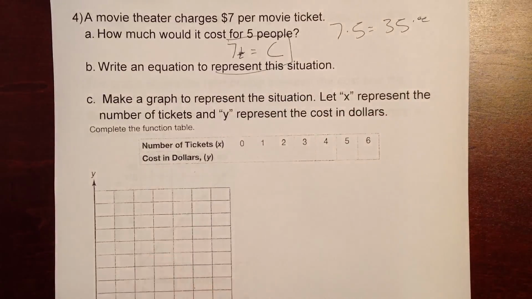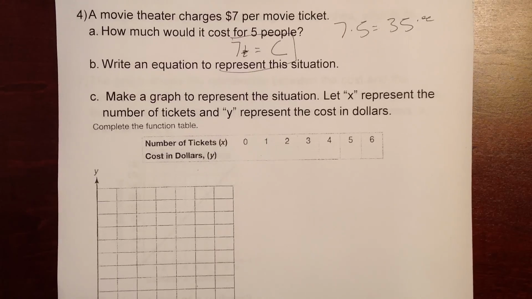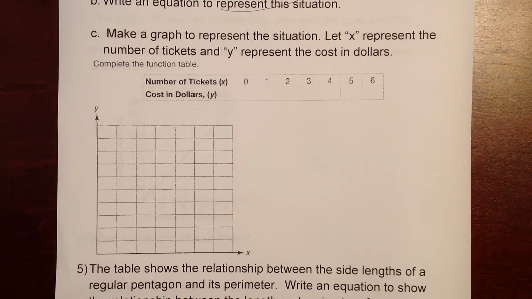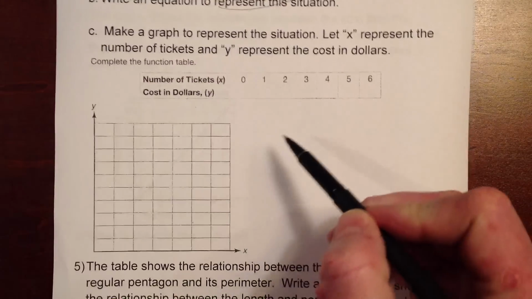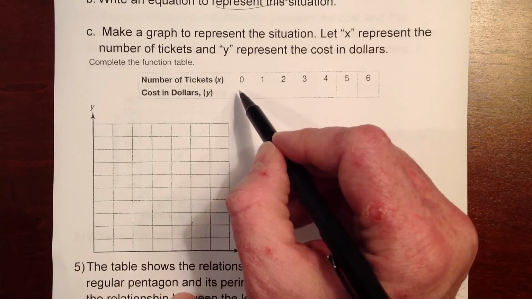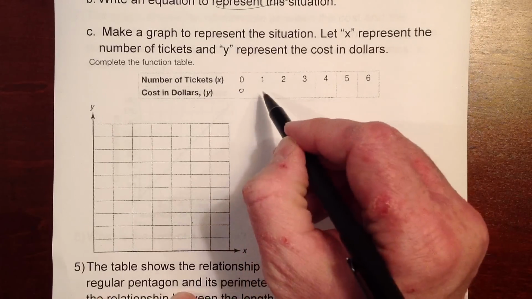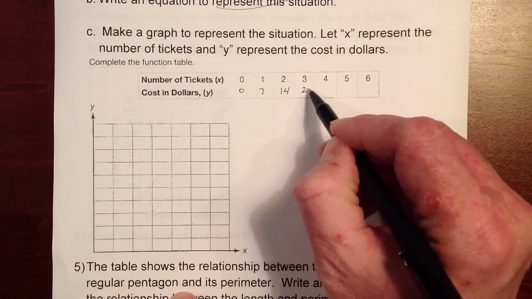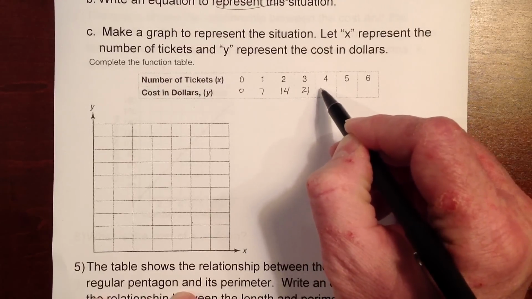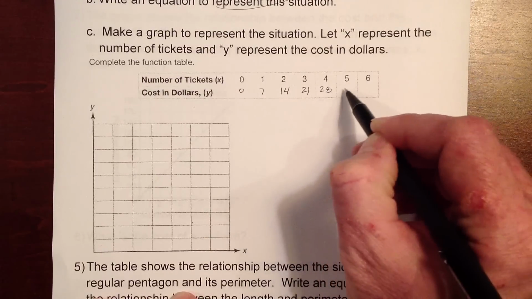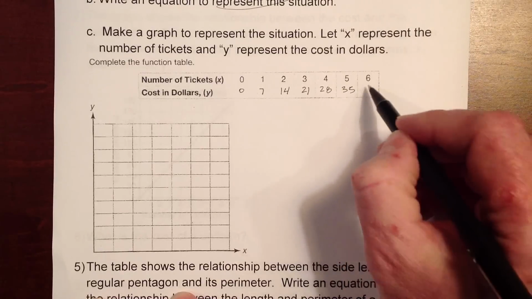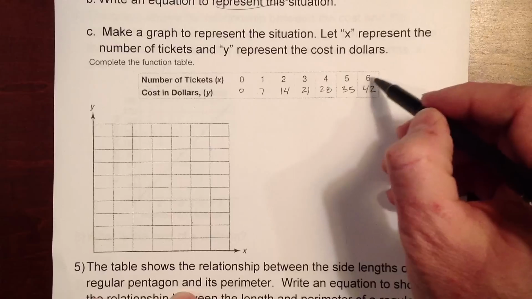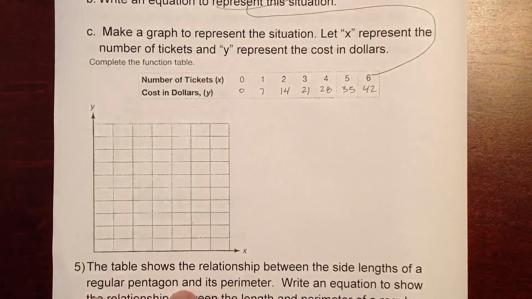Okay? Now, what they're asking you to do, and you're going to have to do this too, even though this may seem like a simple problem, make a graph to represent the situation. Let X represent the number of tickets, which is the input. Y represents the cost in dollars. Well, here, again, it has the chart here. How much is 0 tickets? Of course, it's $0. How much is 1 ticket? $7. How much is 2 tickets? $14. How much is 3? $21. How much is 4? That will be 28. This will be 35. And this will be 42. You could simply plug any of these numbers into this equation to get your answer.